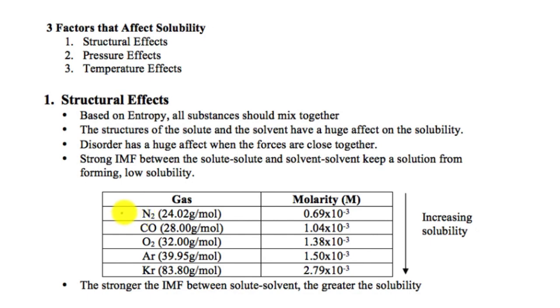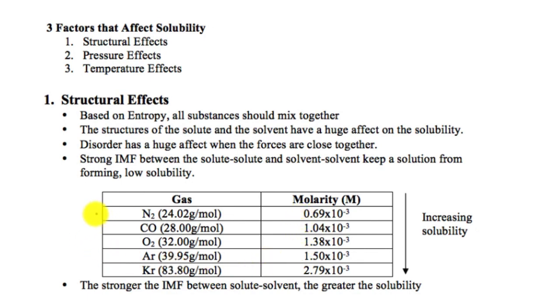What we have here are some gases: nitrogen, carbon monoxide, oxygen, argon, and krypton. And what we're looking at is the molarity. Now, molarity indicates the concentration of the solution. As we go down, we can see that the solubility is increasing. So as we go down this list, we have a higher and higher solubility.